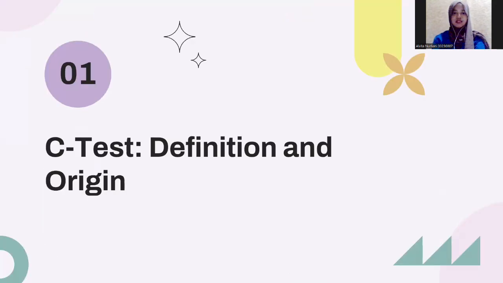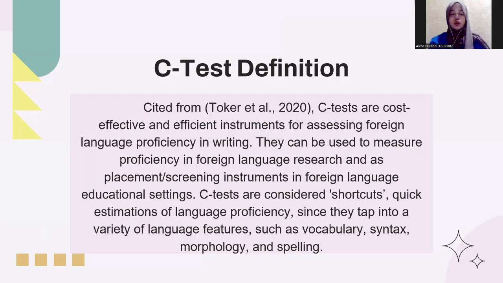Part 1 of C-test definition and origin. So this slide explains what a C-test is in simple terms. A C-test is a type of language test that helps measure how well someone knows a foreign language besides English. It could be Bahasa Indonesia or maybe French, and it is described as cost effective and efficient, meaning that it doesn't take much time or money to create or use.